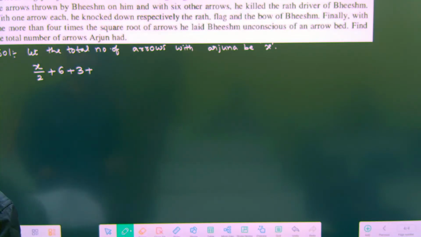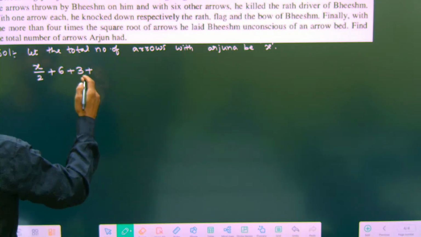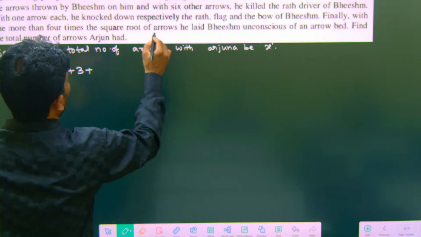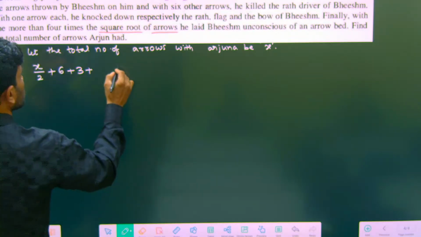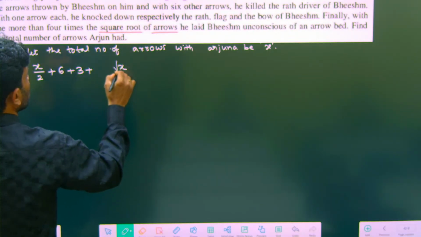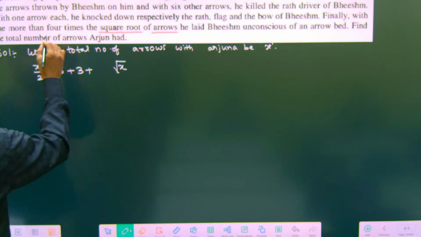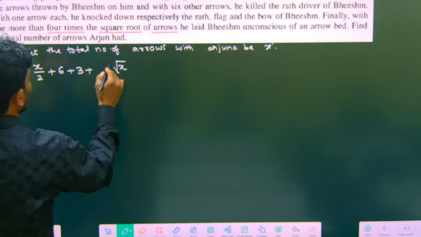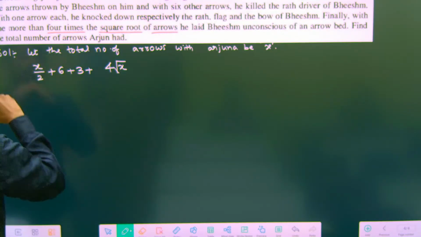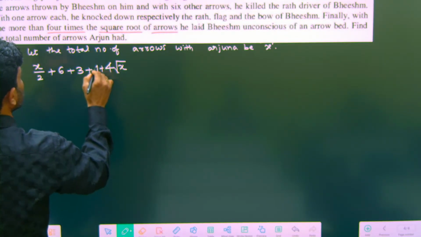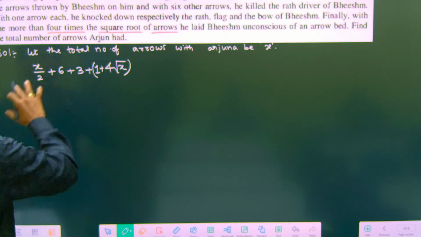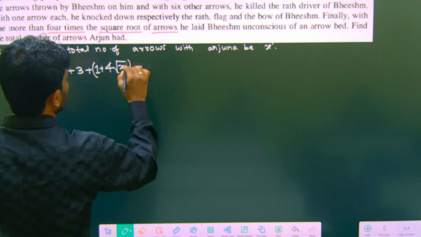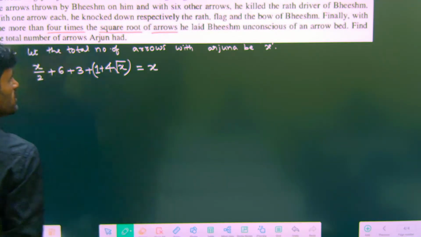Finally, with one more than four times the square root of the arrows. So you have to come from back. First arrows, then square root of arrows. Arrows are x. Square root of arrows is root x. Four times the square root of arrows, so four should be multiplied. One more, so one should be added. This is what the last case used. So finally, all these together collectively is equal to the total number of arrows. Total number of arrows is x.